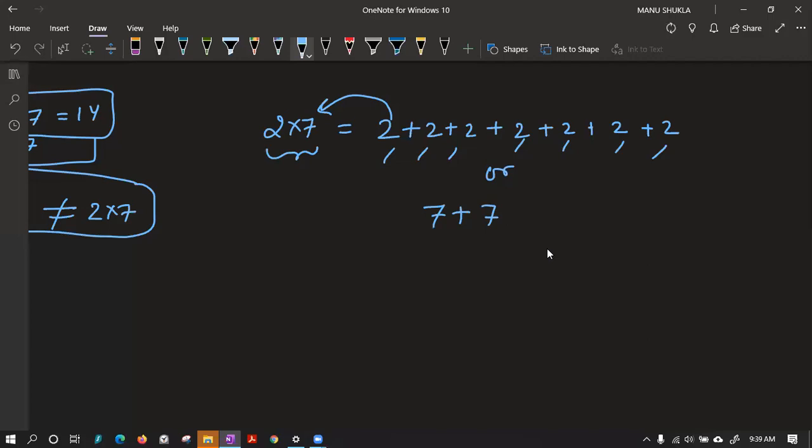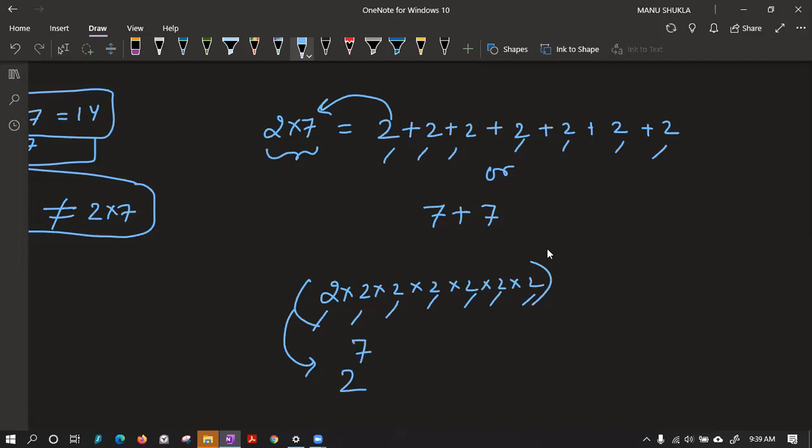And Abhas, I hope you are seeing this thing, and that what we are doing is 2 into 2 into 2, 2 multiplying 7 times, 1 2 3 4 5 6 7. This is repetitive multiplication, not addition. In this case, power will come into existence. It can be written as 2 power 7.